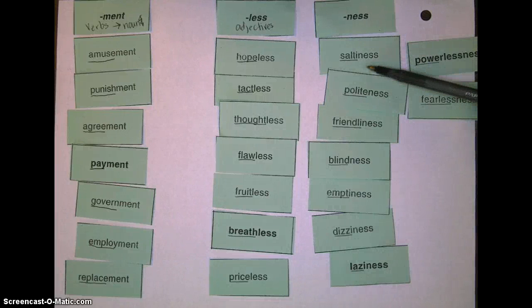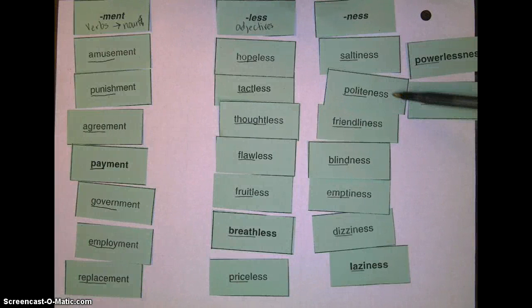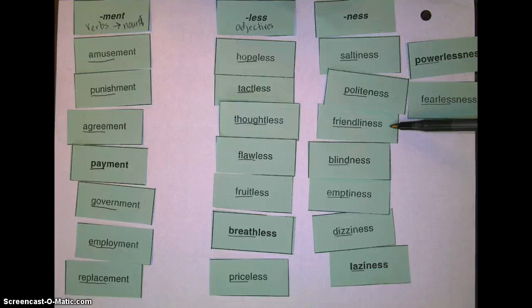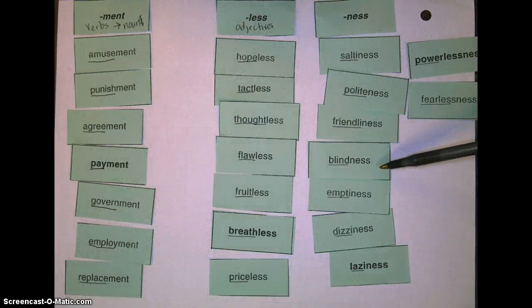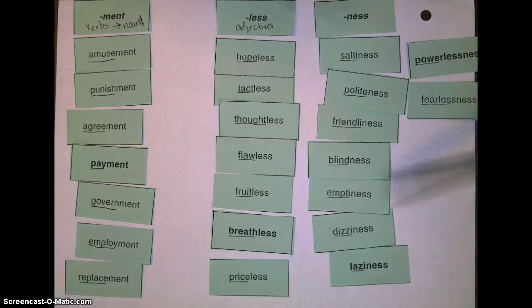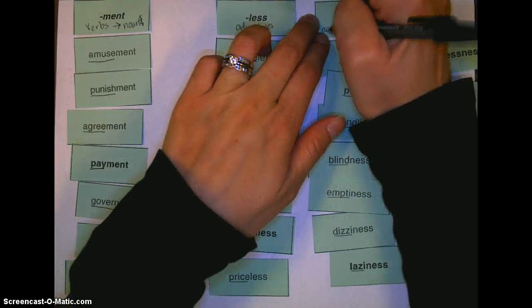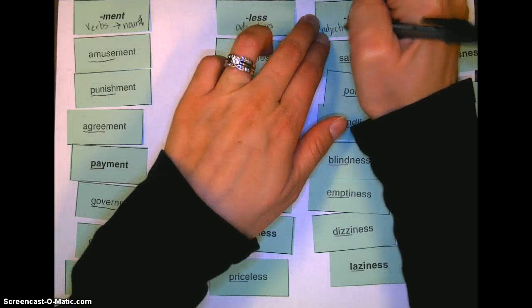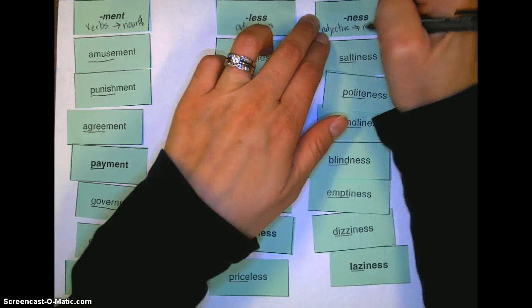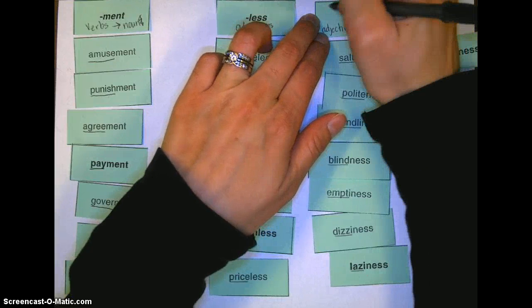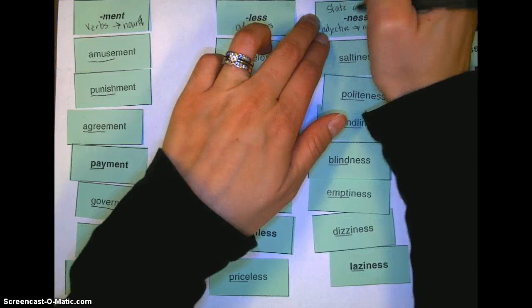So, saltiness is the state of being salty. Something is salty. Politeness is the state of being polite. Friendliness is the state of being friendly. Blindness is the state of being blind, and so on. So again, adding the suffix ness, N-E-S-S, changes an adjective into a noun that means the state of being. So let's write that up here. Adjective to noun. And then at the top, I'm also going to write state of being.